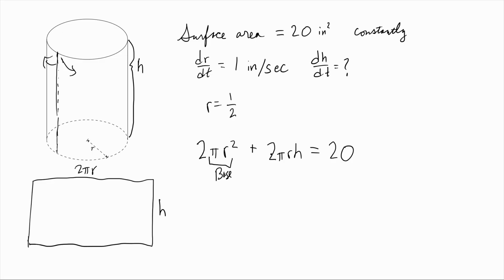All right, and on this side, notice you have a 2 pi, 2 pi. You can divide both sides by 2 pi, and you would be left with 10 over pi on this side equal to r squared plus r h. Kind of a nice equation there, relates r and h together. So that's our function equivalence equation. Now to get our derivative equivalence equation: this is a function, that's a function, and they're equal. This constant function is equal to this function.